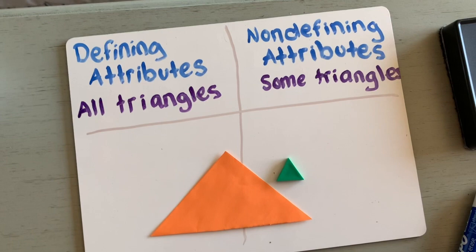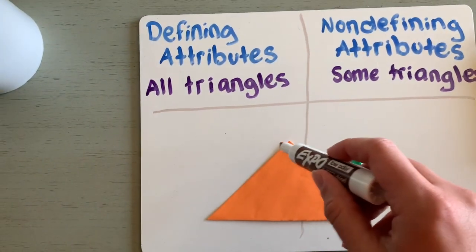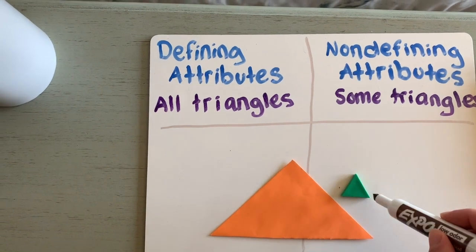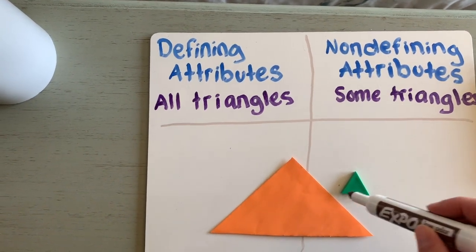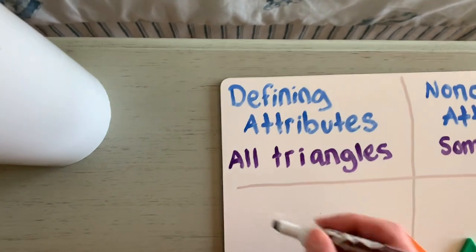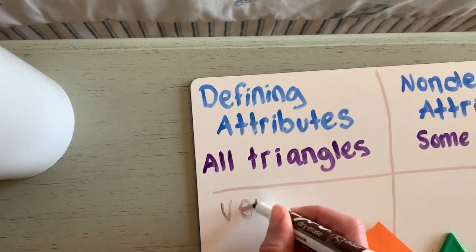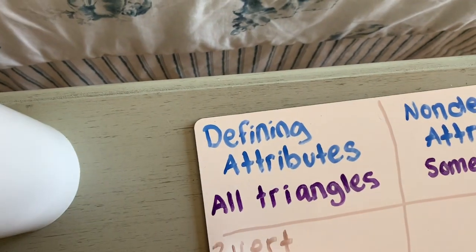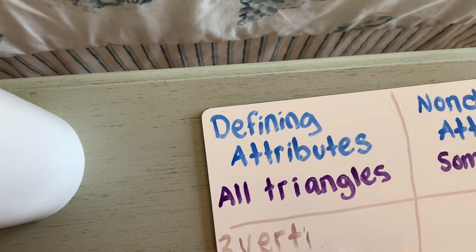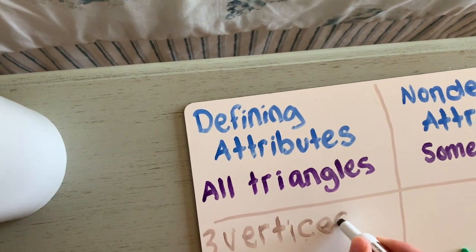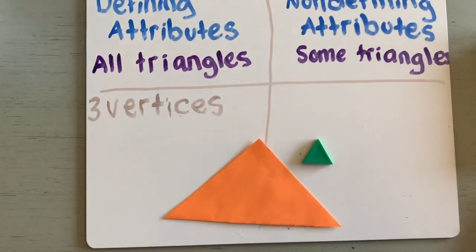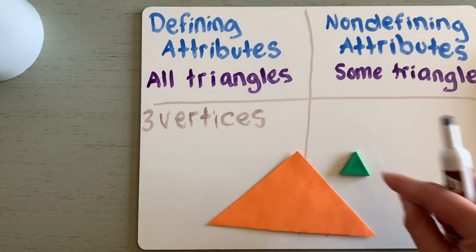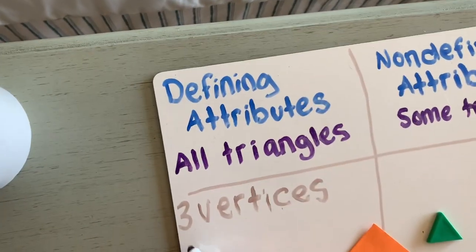All triangles have 1, 2, 3 vertices. Remember, that's the point where 2 sides meet. 1, 2, 3 vertices. Any triangle you draw is going to, oops, I forgot to write the number. 3 vertices. All triangles have 1, 2, 3 sides, no matter what.